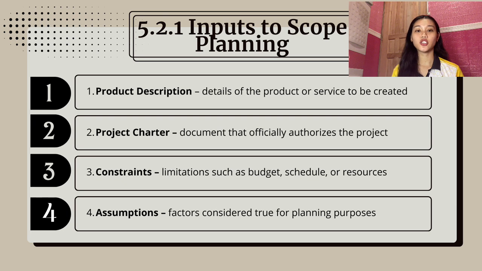Then we have the constraints. These are the limitations that affect the project, such as budget, schedule, or technical restrictions, and we have to work within these boundaries. And last is the assumption. These are factors we assume to be true for planning purposes, like resource availability or market conditions. Assumptions need to be monitored because if they change, the scope may need adjustment. In short, these inputs provide the foundation for planning the project scope accurately and realistically.